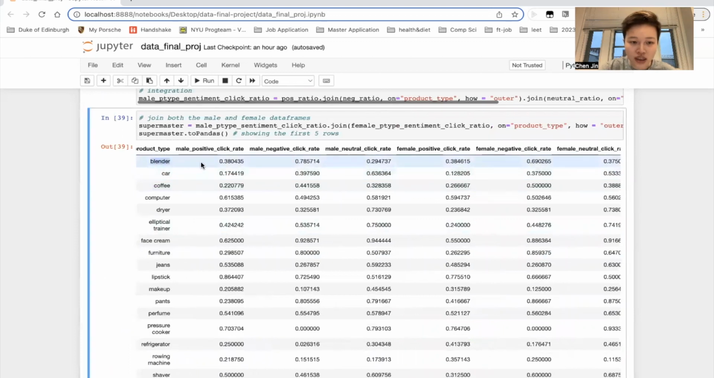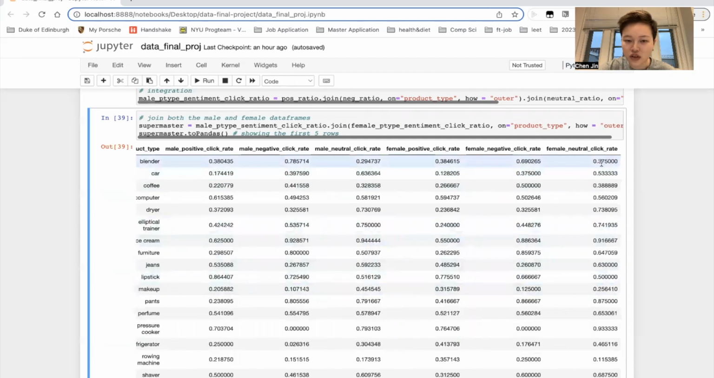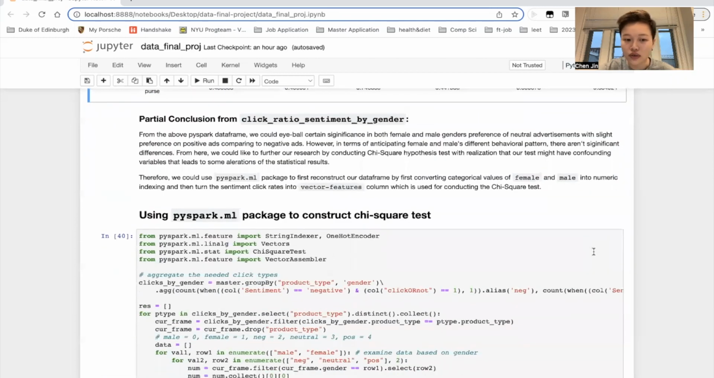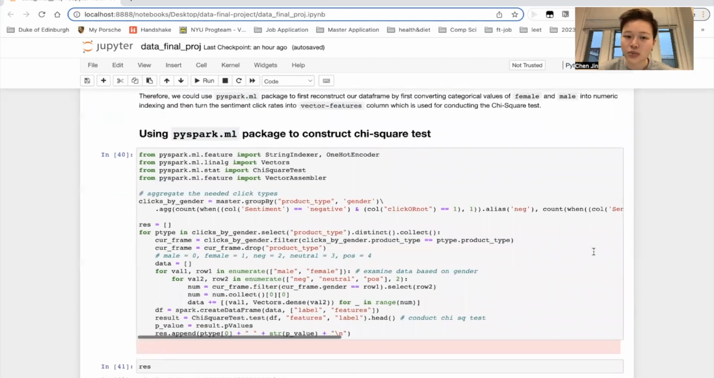We have different product types, and for each product type, we have the male click rates positive, negative, neutral, and we have the female click rates positive, negative, neutral. And you could always compare these in order to find the different behavior patterns. And here we use the PySpark machine learning package to construct the chi-square test and try to see if there's any significance here.